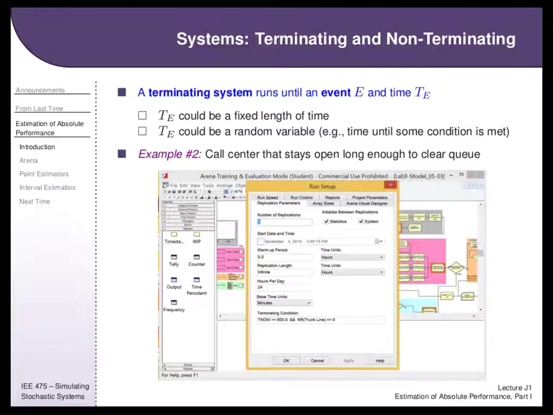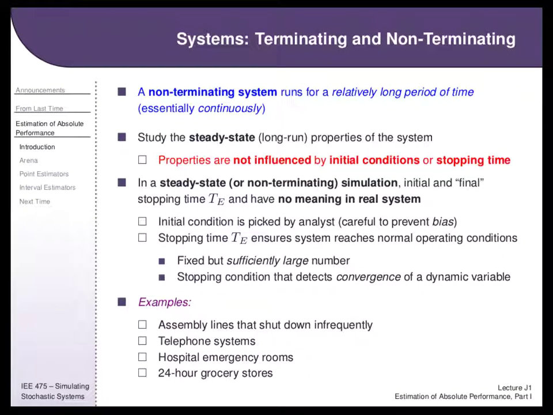So a transient simulation is one where we care about the entire simulation, not just the part right at the end. Now I can contrast that with a non-terminating system, and so I study the steady state properties. So I don't care about the system when it starts. I only care about the state that it sort of settles out at. And I stop it at an arbitrary time that is just long enough to ensure that it has reached steady state. So I might stop it at some large number where I think all the transients have died out.